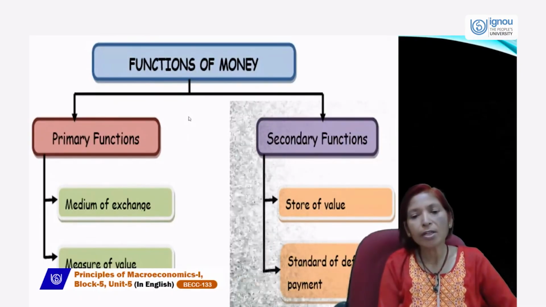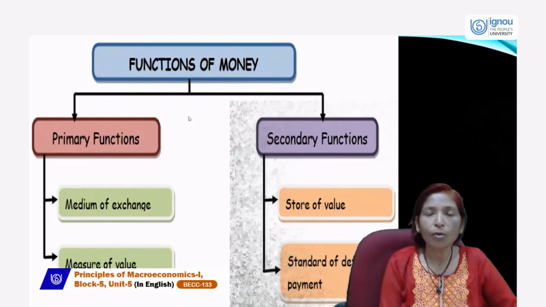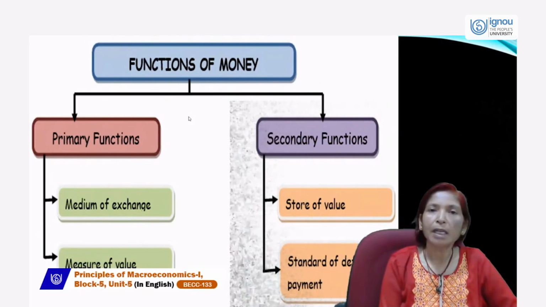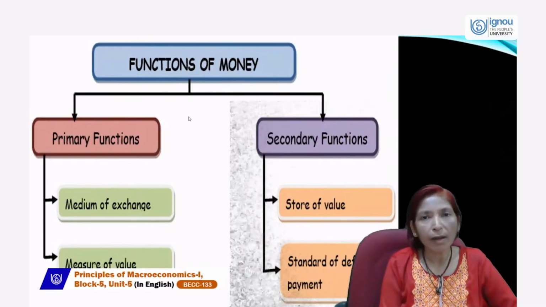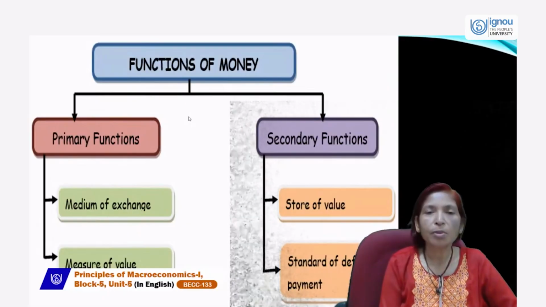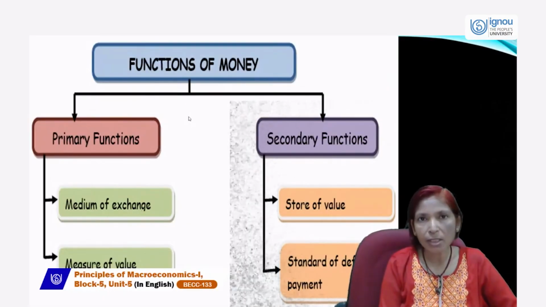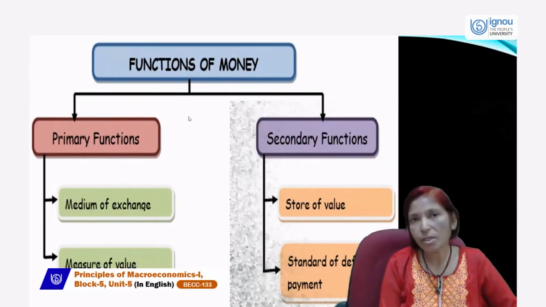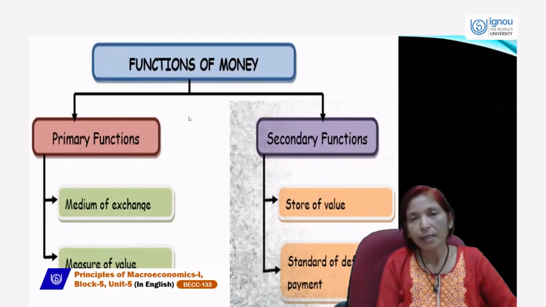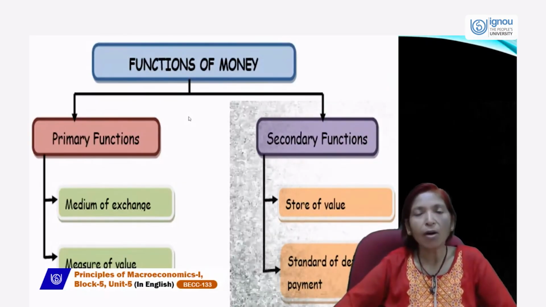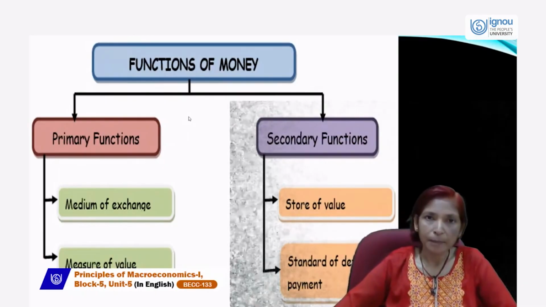In secondary function, there are three main functions. One is that money is a store of value. It means money can be easily storable. Next is money can be used for deferred payments or postponed payments. Money we can use for those transactions which we have to do in future, not in present. Money can be easily used for that type of transactions, deferred payments or postponed payments.